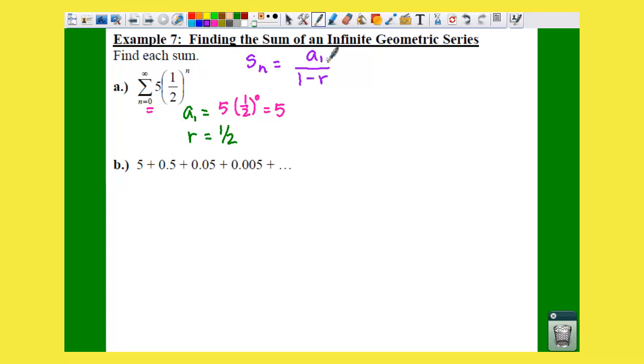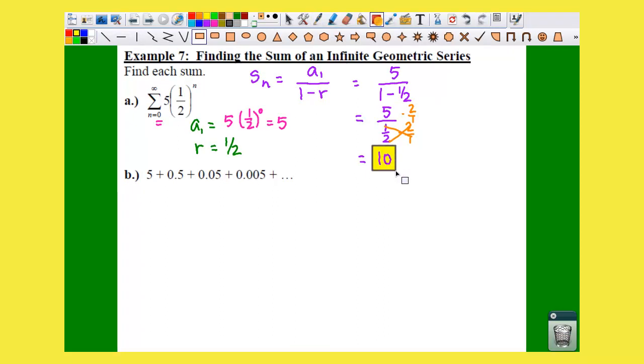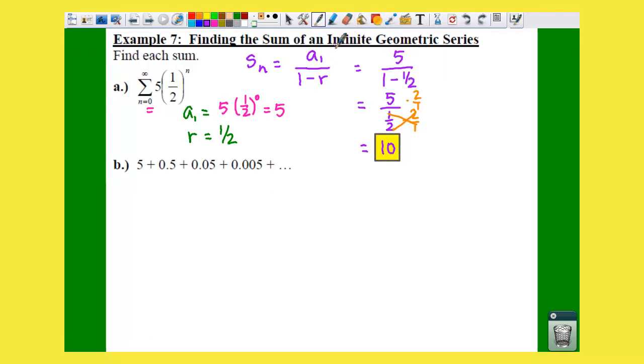So if we use these numbers for our sum, we're going to say 5 divided by 1 minus 1/2, which is equal to 5 divided by 1/2. And if you have to divide by a fraction, that's the same as multiplying by the reciprocal, so that you can get rid of that fraction in the bottom, and you end up with just a 5 times a 2, which is 10. So your final answer, your sum from 0 to infinity, is 10.